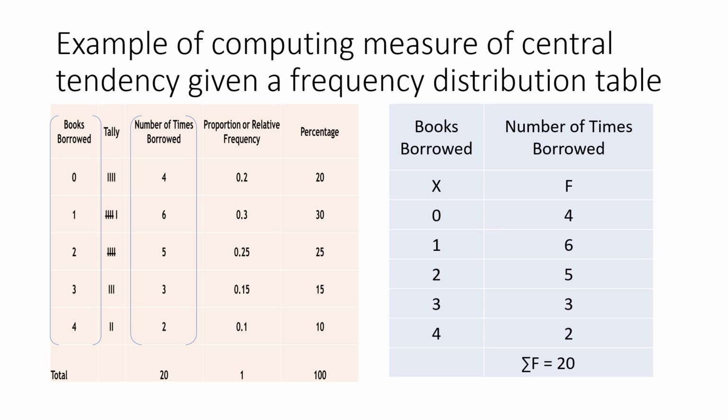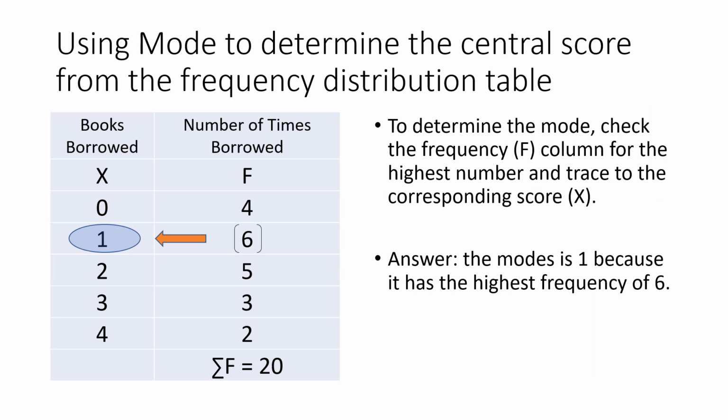In our previous lectures, we looked at the example of computing measures of central tendency given a frequency distribution table. To our left, we have this table that we created. But this table was created for books borrowed and number of times borrowed, which are the two columns that are needed. So that was extracted, and we have the table towards our right. So we're going to be working with this table towards our right. The first one we'll determine is the mode.